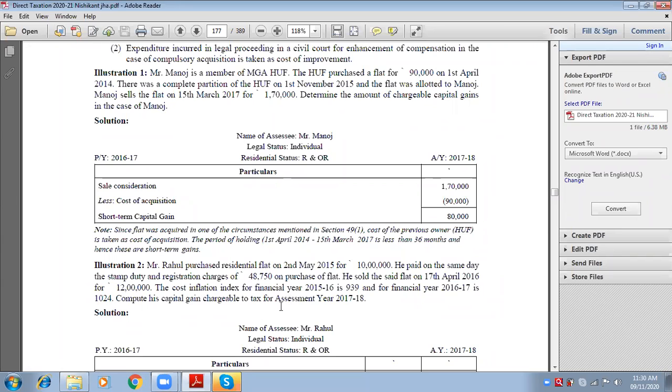So you need to check. Okay, let us read. CII is available for financial year 18 and 15 and 16, you have to consider 18 and 19: 939. Sorry, it is not rupees, it is index ratio. And for financial year 1920 it is 1024. So compute the capital gain chargeable to tax for assessment is 1780. Now please check the assessment year.